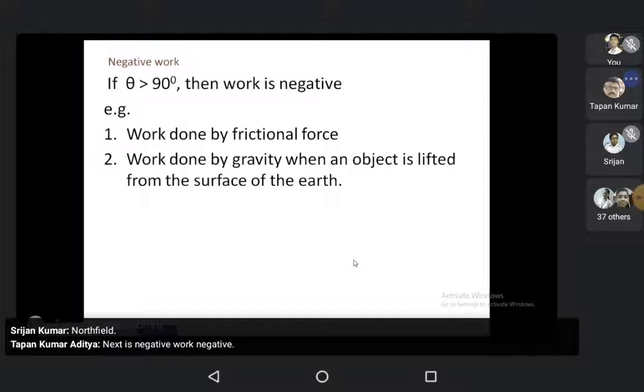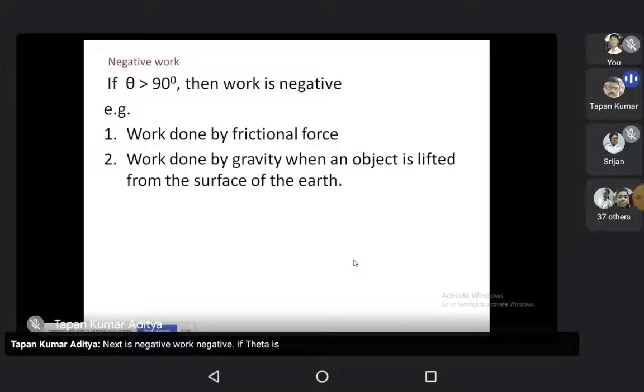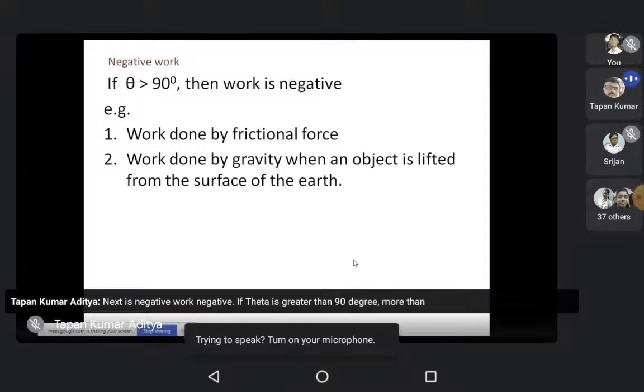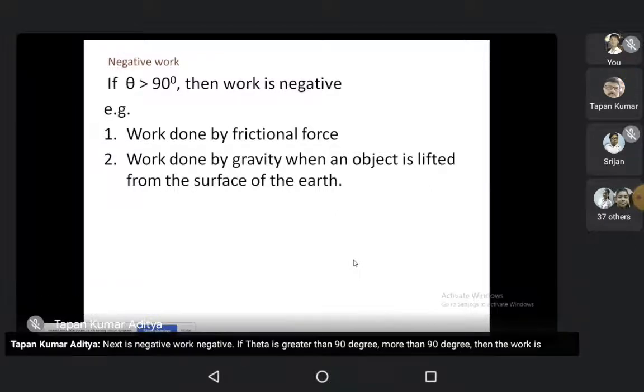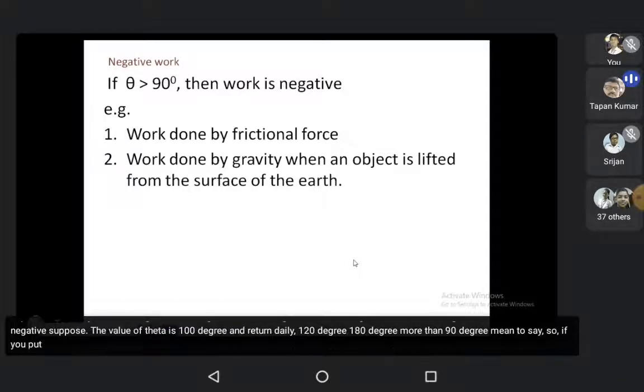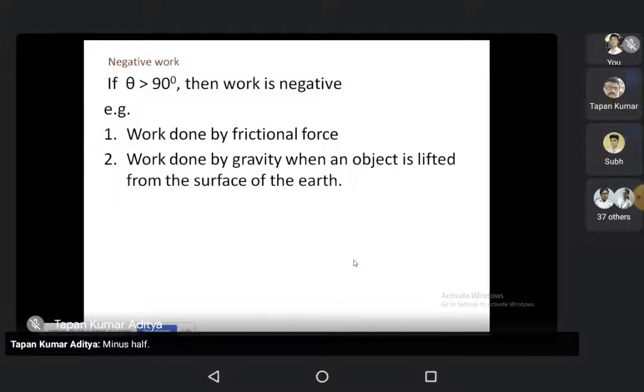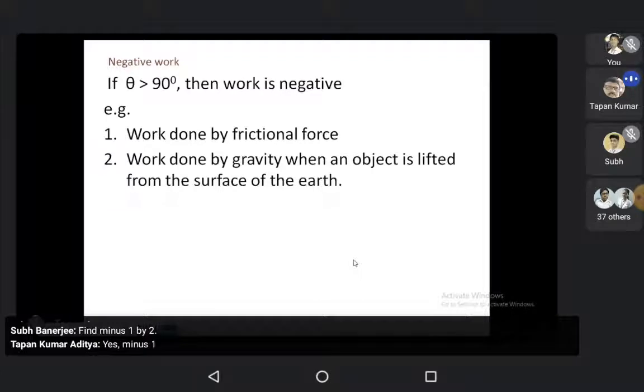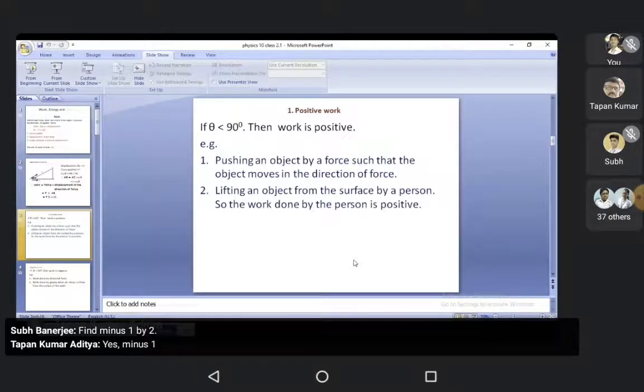Negative. If theta is greater than 90 degree, then the work is negative. Suppose the value of theta is 100 degree, 110 degree, 105 degree, 120 degree, 180 degree, more than 90 degree. If you put cos, does anybody know the value of cos 120 degree? Minus 1 by 2. Yes, minus 1 by 2. So we are getting minus.